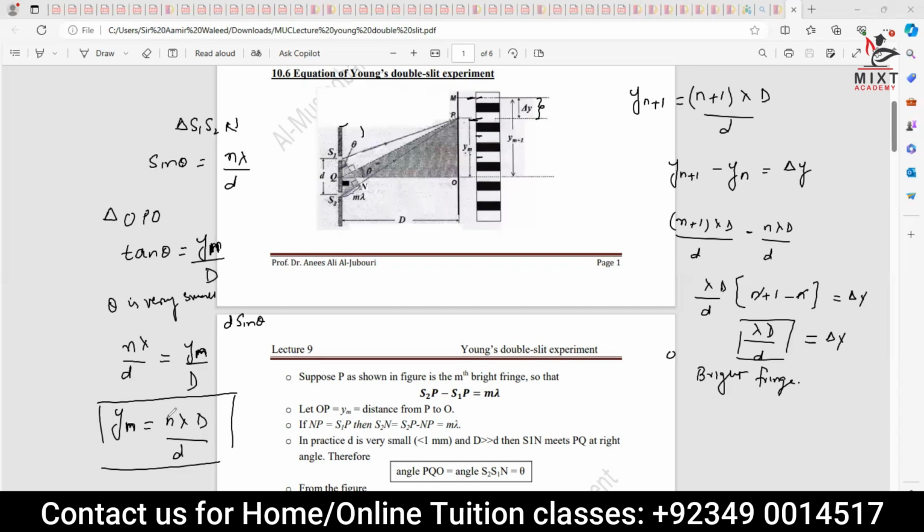I don't understand. Say again. Again. My question is: are the bright fringe spacing and dark fringe spacing the same or different? I think they're the same. They are the same, and I can prove it to you.